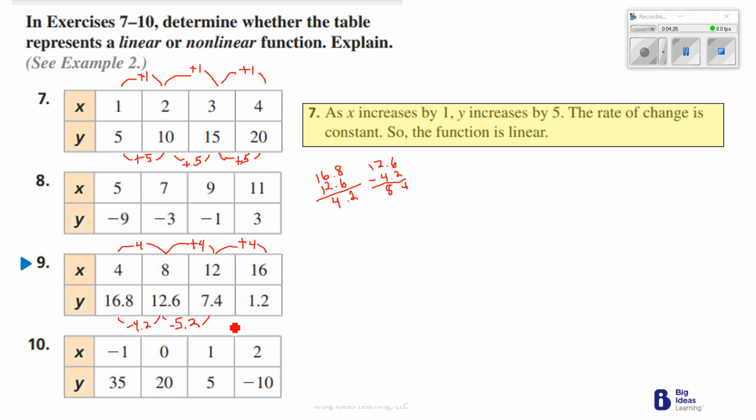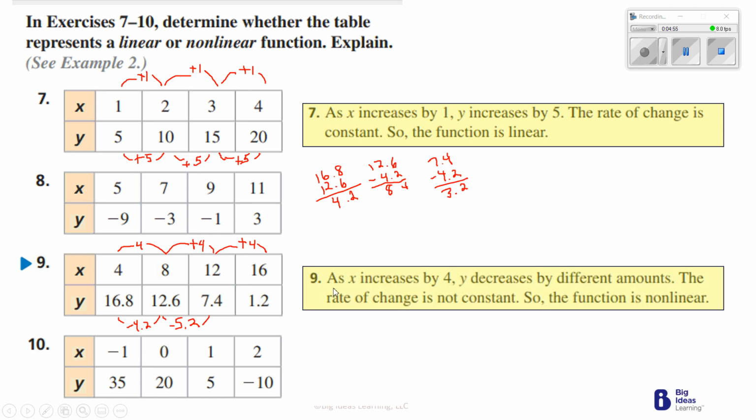Not that we have to check anymore, because the minute we had one that was different, that told us all we needed. But if you took 7.4 and subtracted 4.2, you see again, you're going to get 3.2. This is not going to give us the same thing. So number 9 is not linear. As x increases by 4, y decreases by different amounts. The rate of change is not constant, so the function is nonlinear.